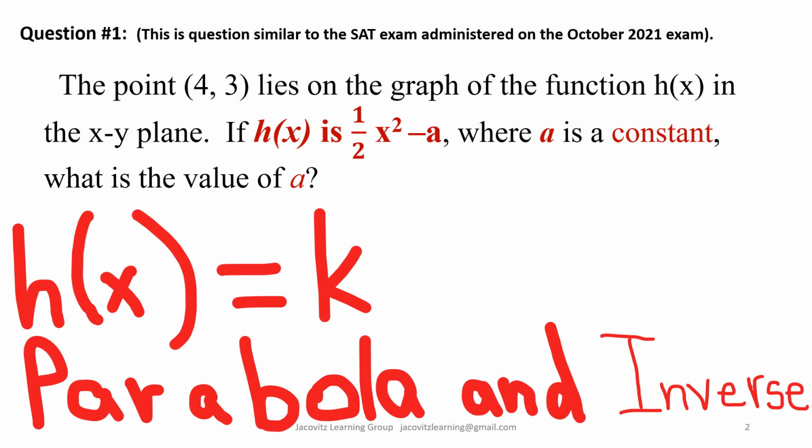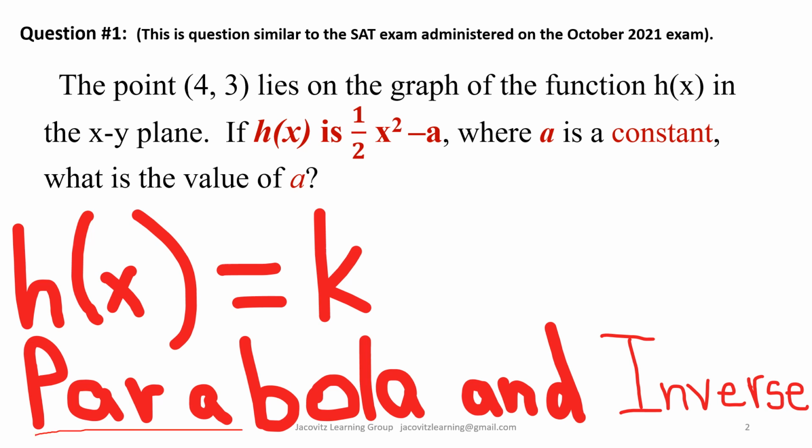So the point (4, 3) lies on the graph of the function h(x) in the xy-plane. If the function h(x) is a half x squared minus a, where a is a constant, what is the value of a?